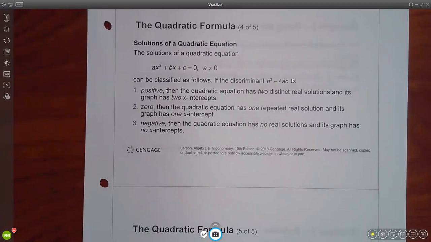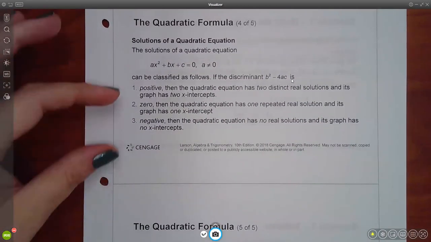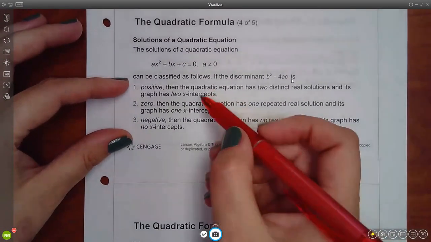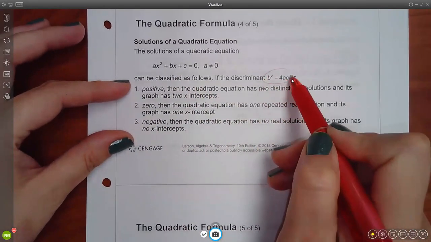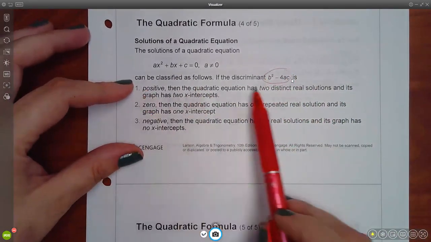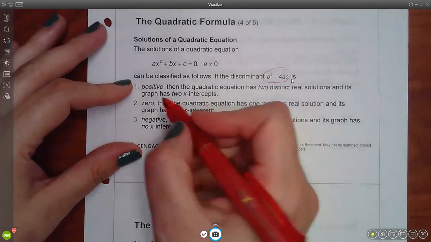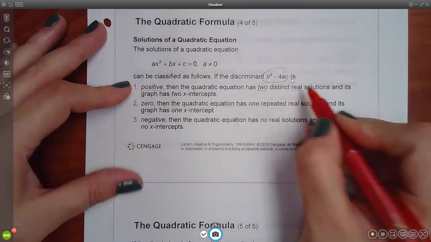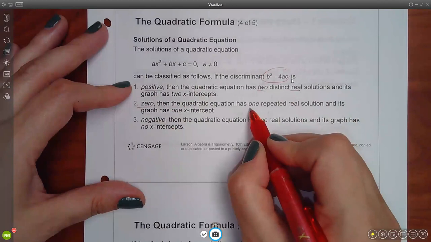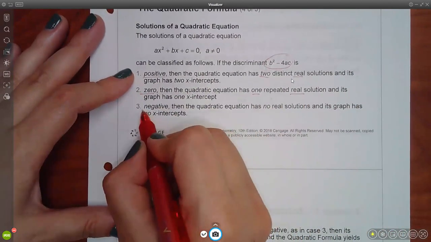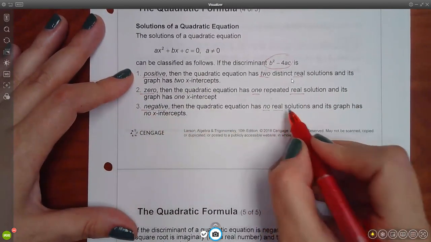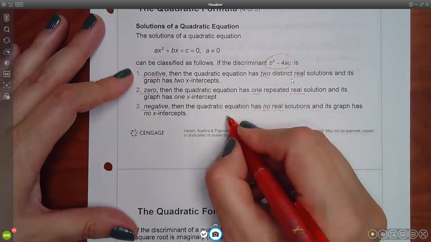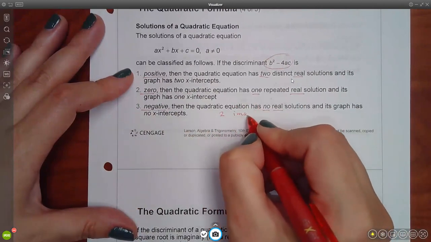Okay, this is what I just said. So if that stuff, this part right here, the inside of the radical, if it's positive, you end up with two real solutions. Positive, two real. If it's zero, you end up with one real. If it's negative, you end up with no reals, but it does have two imaginary.